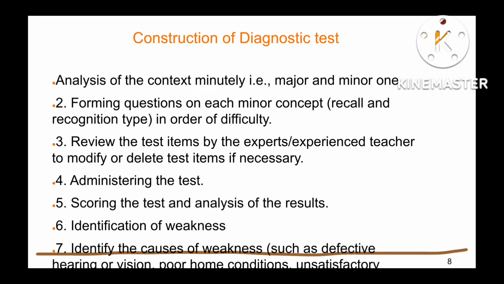Then next is identification of weakness. After testing, after giving the scores, the teacher has to identify the weakness of our children. Identify the cause of weakness. So she also has to identify the cause why the child is not focusing, such as defective hearing or vision, poor home condition, unsatisfactory relations with classmates or teacher, lack of ability. By the help of interview, questions, and peer information, family, class teacher, doctor, or past records.